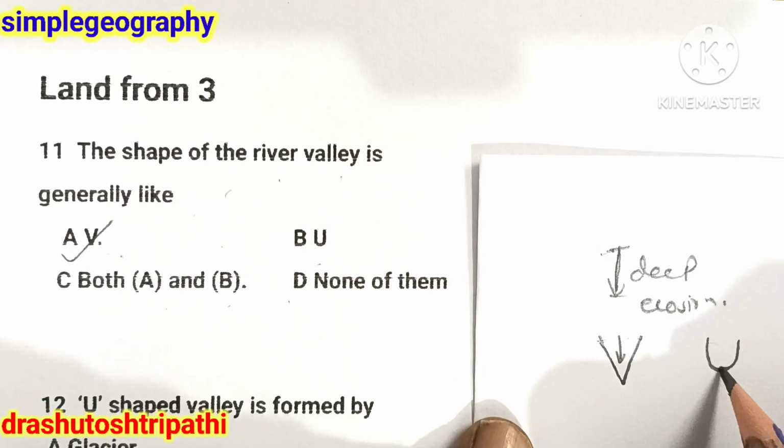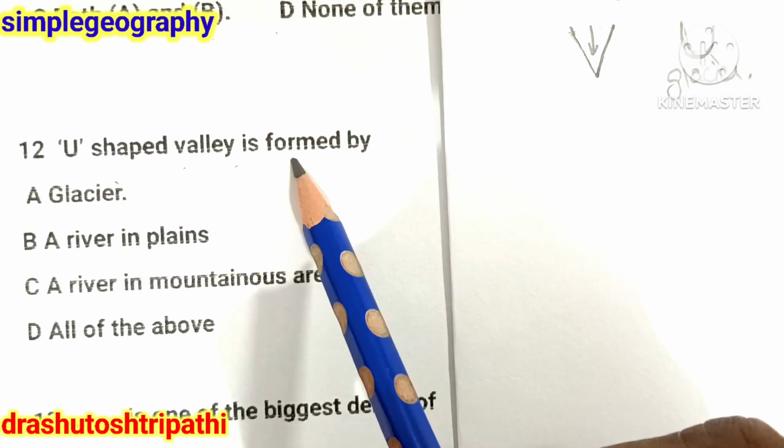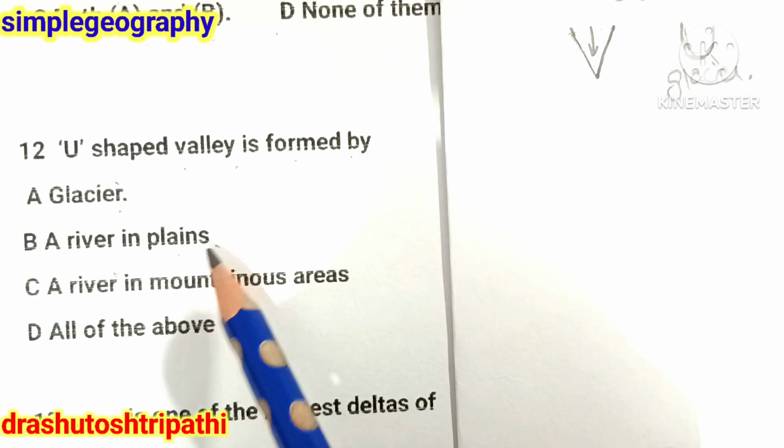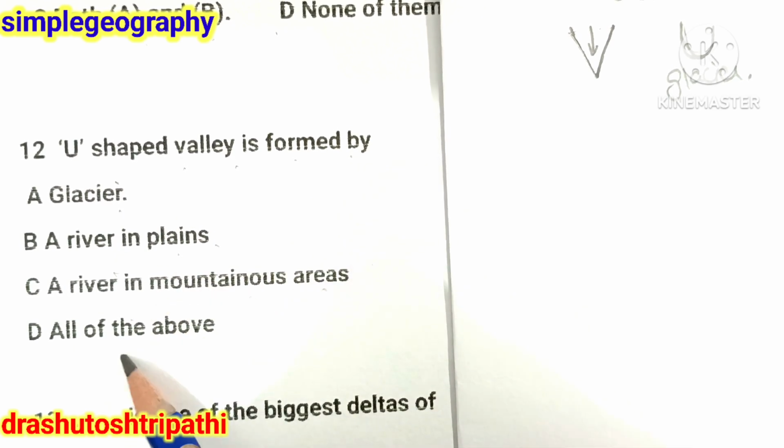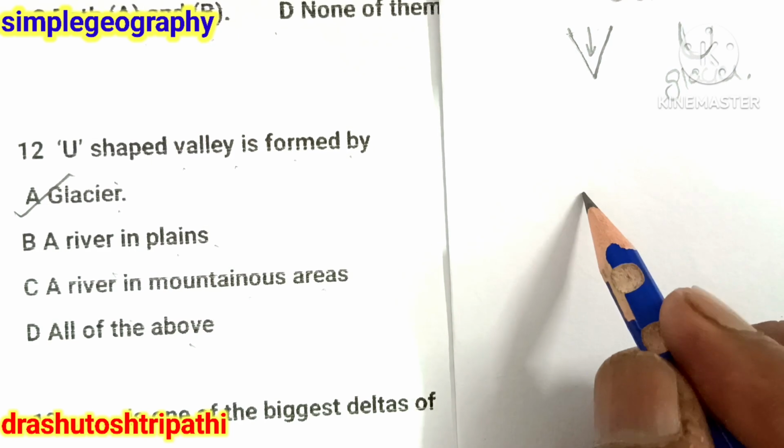The U-shaped valley is found in glacier area. This one is called U-shaped valley, which is found in glacier area. U-shaped valley is formed by glacier, river in plain, river in mountainous, or all the above? The answer is glacier. The U-shaped valley is like that.